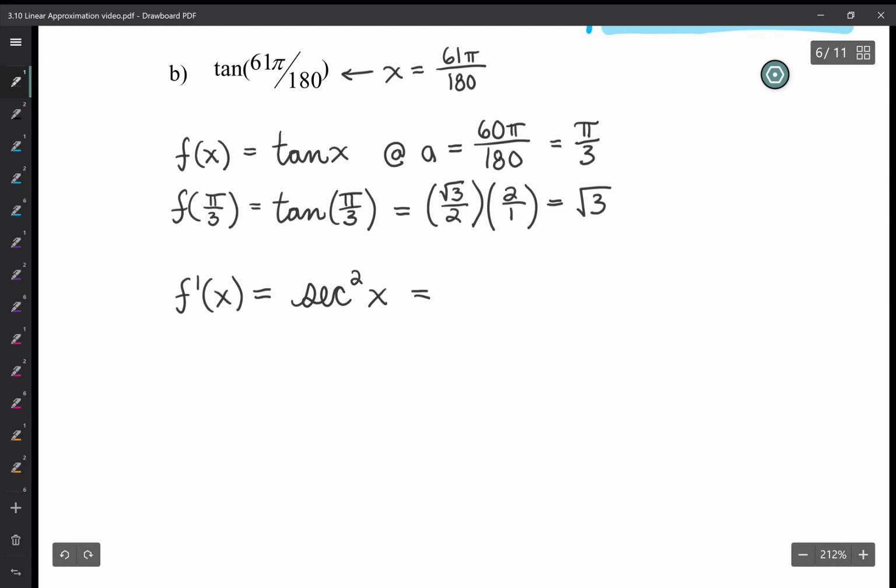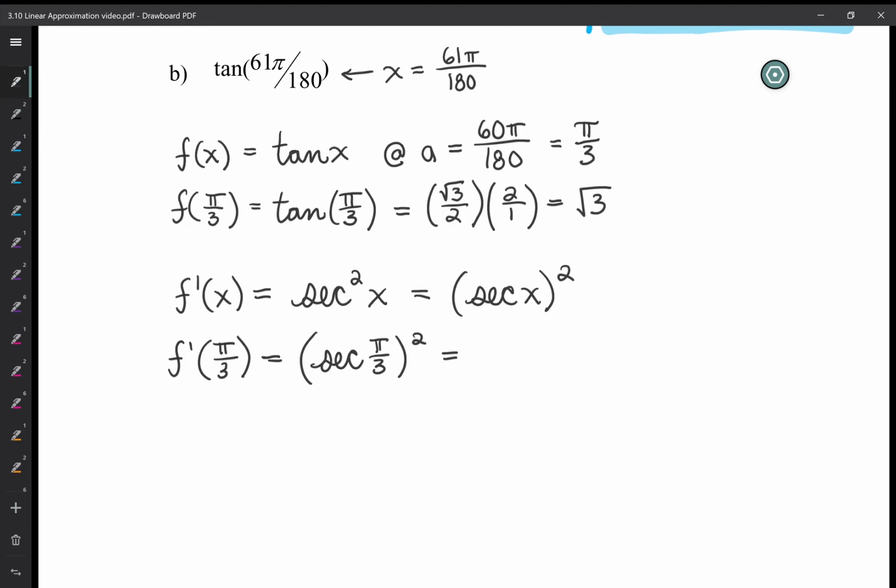For the purposes of evaluating, we can rewrite this as the quantity of secant x squared. So f prime of a, which is f prime of pi over 3, is equal to the quantity of secant of pi over 3 squared. The secant is the reciprocal of the cosine. The cosine of pi over 3, as we found earlier, is 1/2, and the reciprocal of that is 2 over 1. 2 over 1 squared gives us 4.